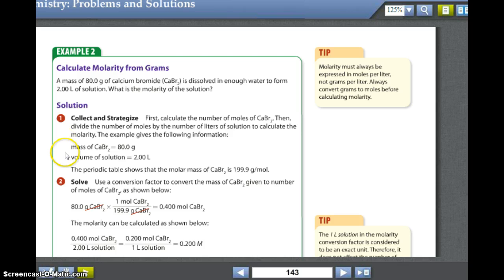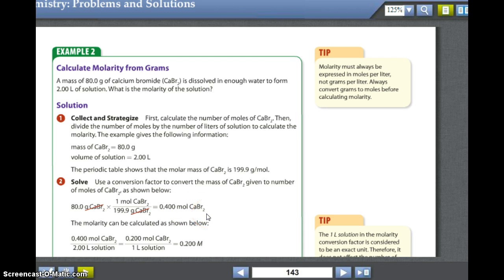This example gives this information. Now, we started out with what we know, 80 grams of calcium bromide. What has to go on the bottom of our next fraction? Grams of calcium bromide. Use your periodic table and add up that there's 1 calcium atom and there's 2 bromine atoms. And that gives us a molar mass of 199.9 grams in 1 mole. So that tells us we have 0.4 moles of calcium bromide.